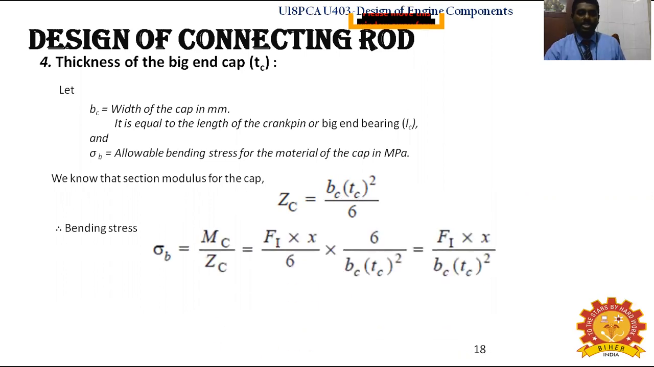So therefore the bending stress, sigma b, will be equal to bending moment by section modulus. So M c we had already calculated, and Z c we have b c t c square by 6. So M c value we had already seen that it is Fi into x by 6, divided by this b c t c square by 6. At the next step it will get reversed, 6 by b c t c square. So by simplification you will be getting Fi into x divided by b c into t c whole square. So from this expression we can identify what will be the thickness of the big end cap.